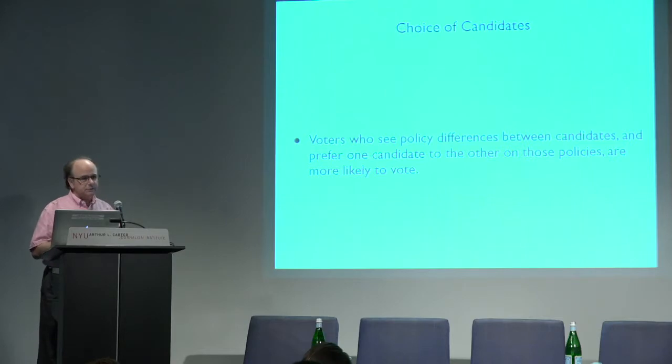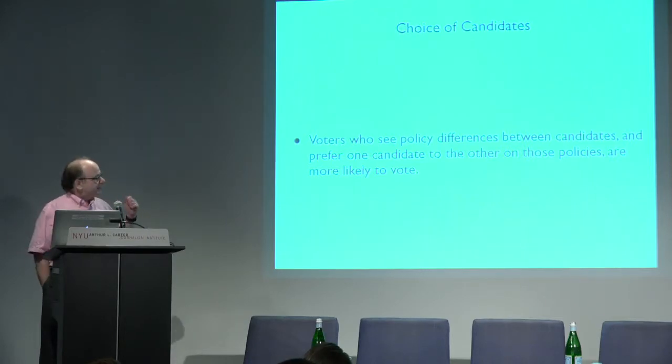So why don't more people vote? I'm going to talk about two things: choice of candidates, and institutional rules, the voting rules, and I'm going to write choice of candidates on the slide twice because it's so important. So choice of candidates, what do I mean by that? I don't mean choice of candidates in the sense that one candidate's tall, the other's short, one candidate's a woman, the other candidate's a man.